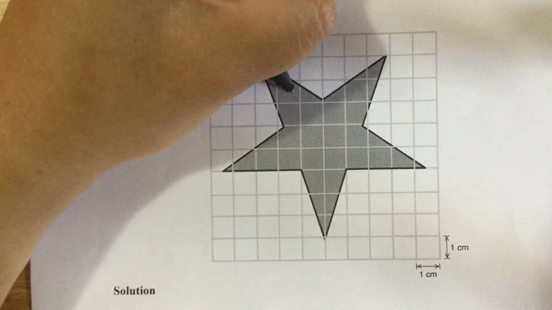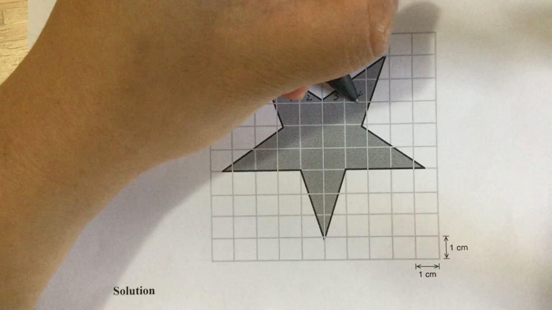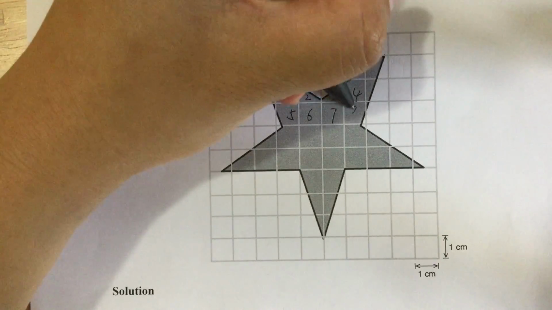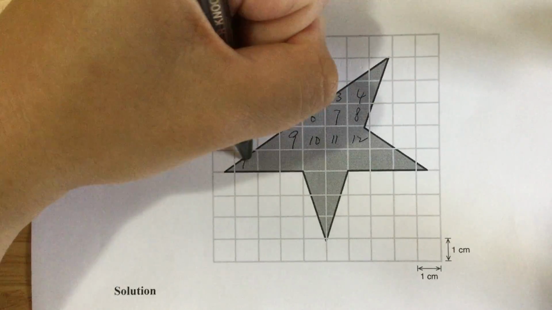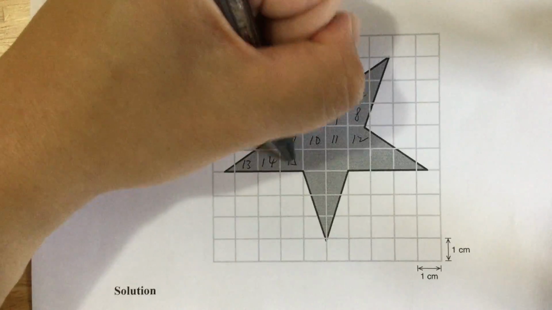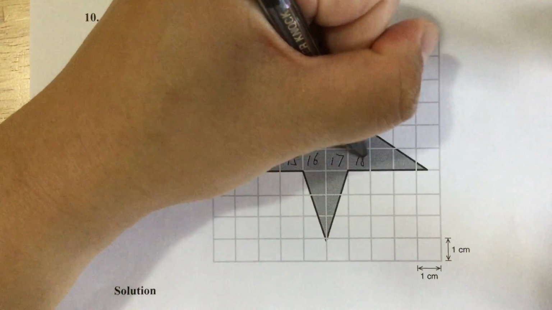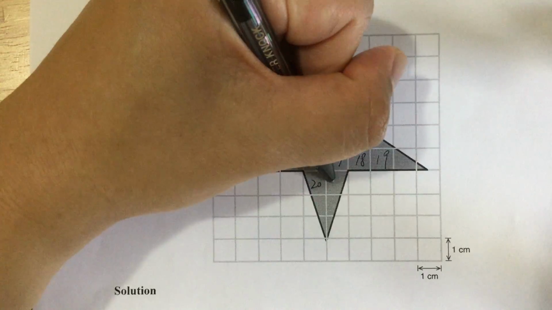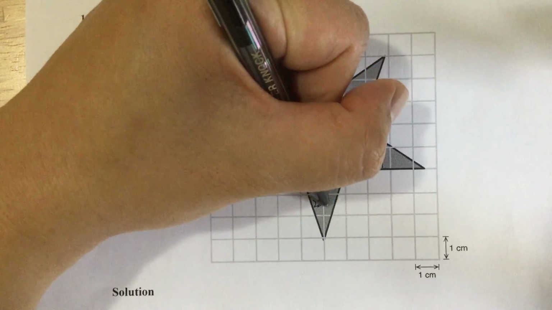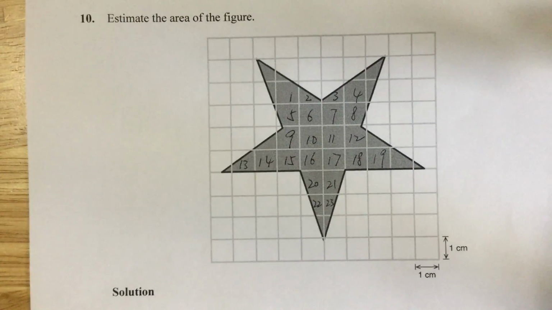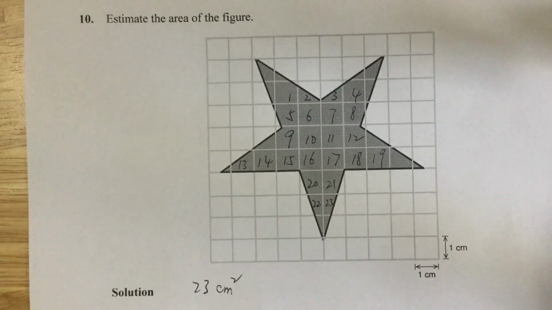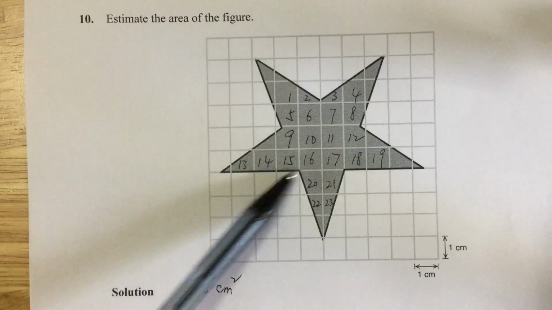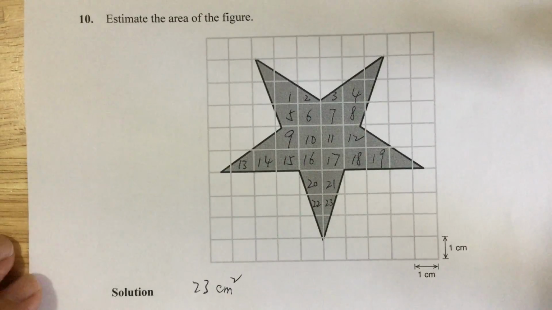Okay, now let us count 1, 2, 3, 4, 5, 6, 7, 8, 9, 10, 11, 12, 13, 14, 15, 16, 17, 18, 19, 20, 21, 22, and 23. So the answer for this solution, I think, is 23 cm square. So this is the answer for question 10. Just count which ones are bigger than half of a square.